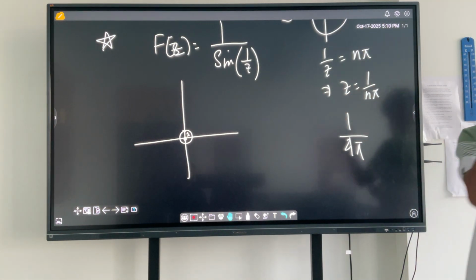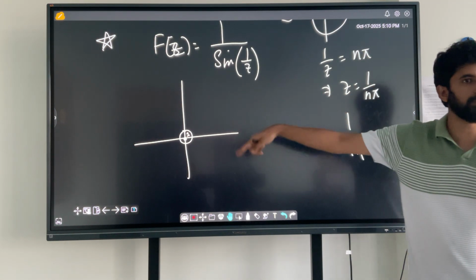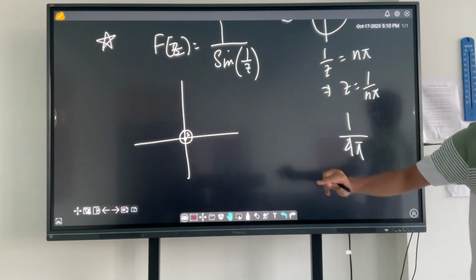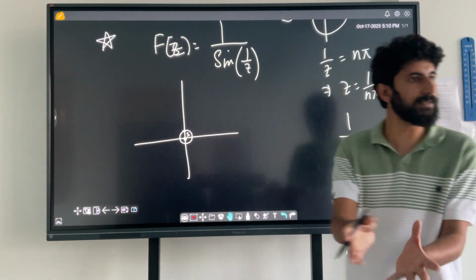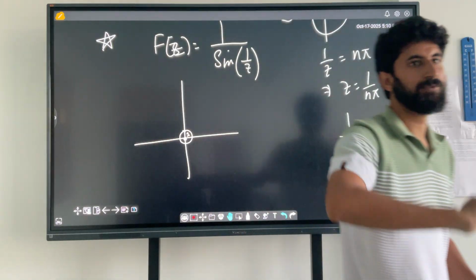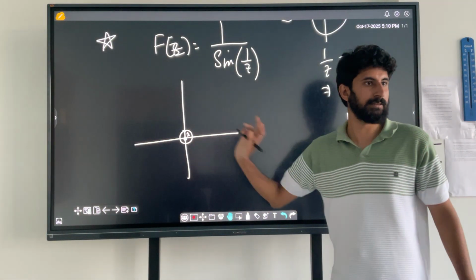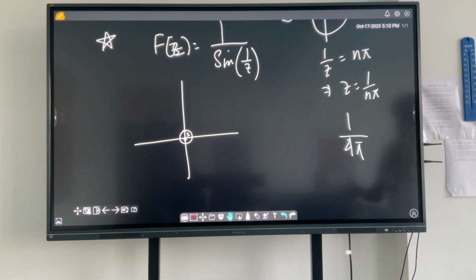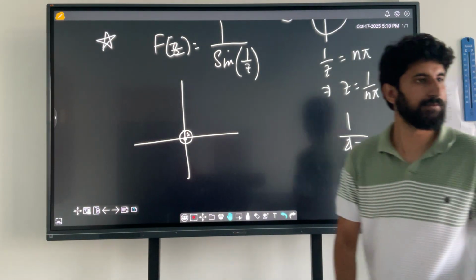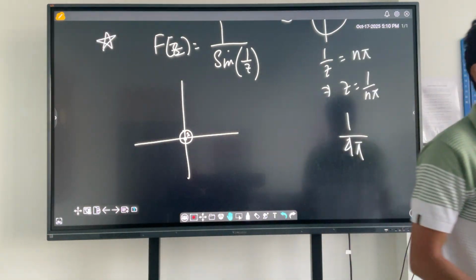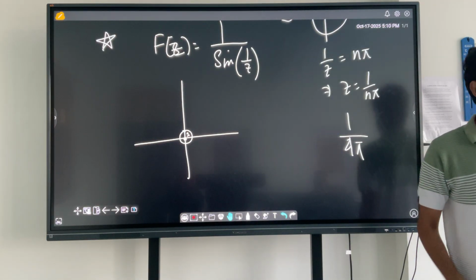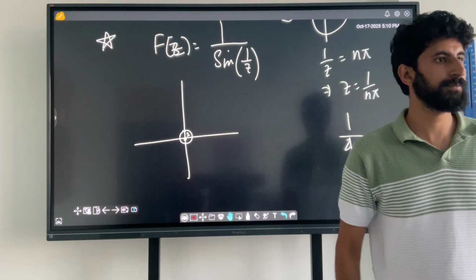So will I be able to find a neighborhood around it? Because the points are so dense there, I won't be able to find a neighborhood. So it's not an isolated singularity, this kind. This happens when the points where the function is non-analytic are too close to each other, so close that you won't be able to find a neighborhood.